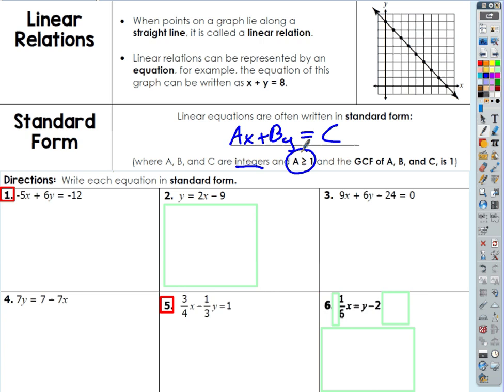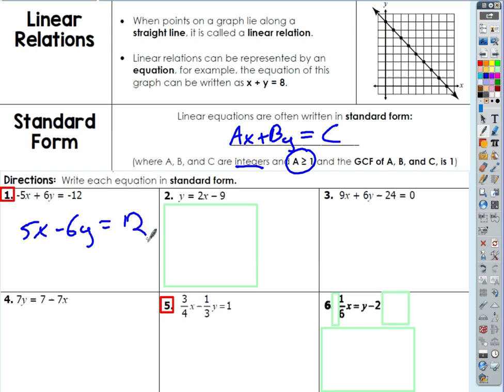Okay, so let's first of all just practice putting some equations into standard form. It's easy to do, right? What about equation 1 here? It's close to standard form. What's the only problem? A is negative, yeah. So what do I do? Divide by -1, same thing as multiplying by -1. I'm just going to change all the signs, right? So that one's just going to become a positive 5x, a negative 6y, and a positive 12. And now it's in standard form.